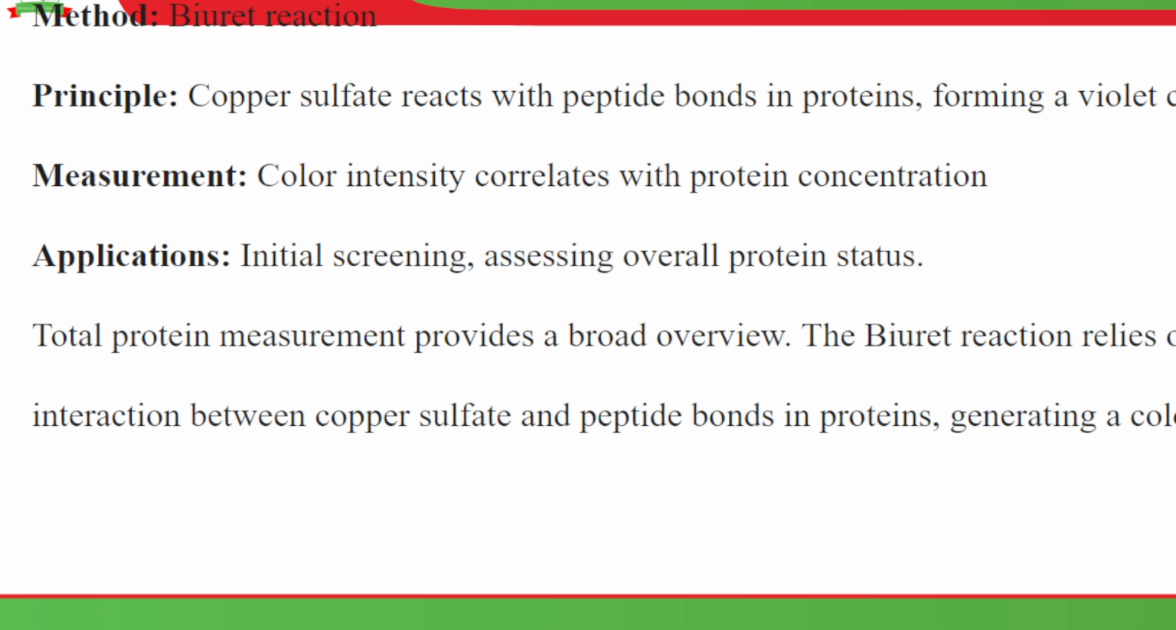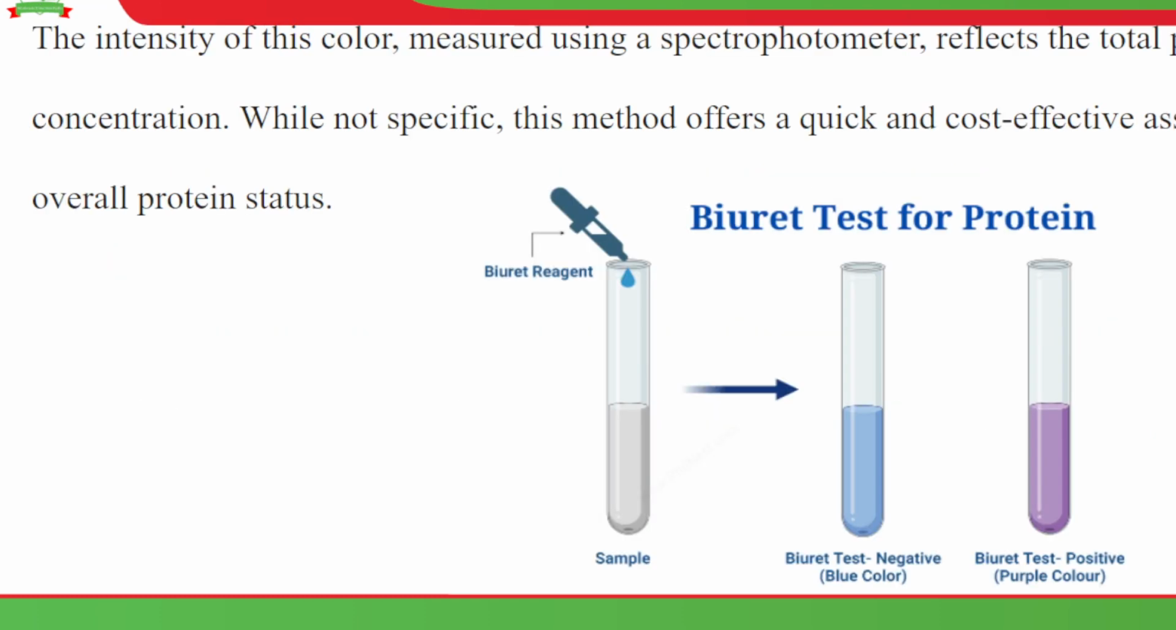The total protein measurement provides a broad overview though, and the Biuret reaction relies on interaction between copper sulfate and the peptide bonds in the proteins. So this will generate what we call the colored complex, which is violet in color. The intensity of this color is measured using what we call a spectrophotometer. You put it on a spectrophotometer that will help you determine how much exactly. Okay, it is intense, but what is that intensity?